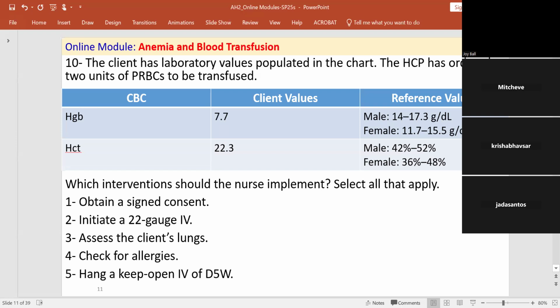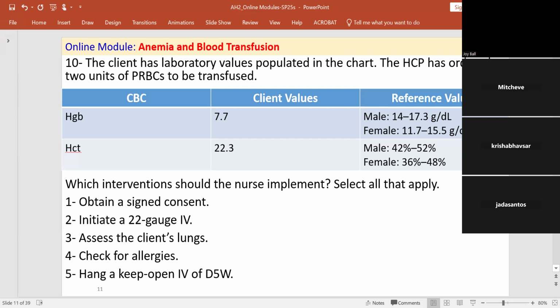Implementation, what would you do? Obtain signed consent, assess the client's lungs, and check for allergies. So that would be 1, 3, and 4, right? Yes. What about a 22 gauge IV? No, isn't it 20 and 18 that is preferred? Right, exactly. 18 is the best. If you don't have it, 20 is fine. That's because many blood products require at least 20, and even 18 is better.